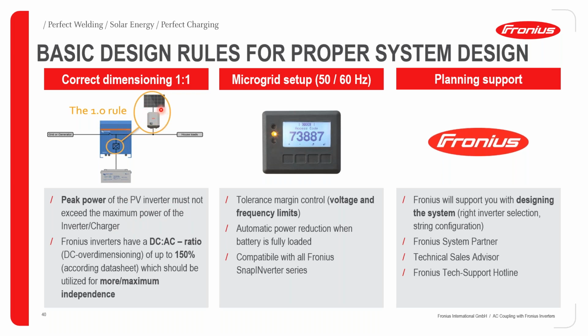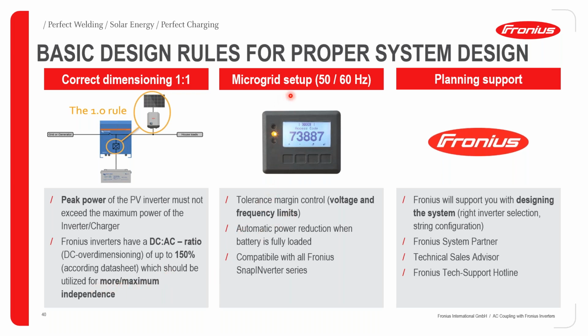So implying that the peak power of the Fronius inverter should not be greater than the maximum capacity of the VICTRON inverter, so that it doesn't overload it per se. And then, of course, also have in mind that the DC to AC ratio for the Fronius inverter can be up to 150%. It can be over-dimensioned up to 150%, which in turn should be utilized for more or maximum independence.